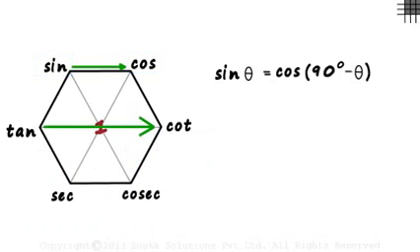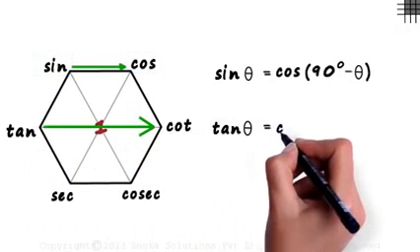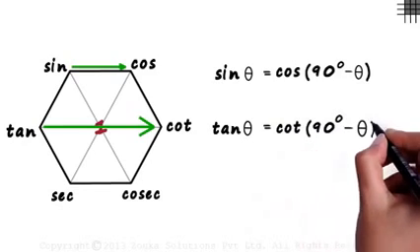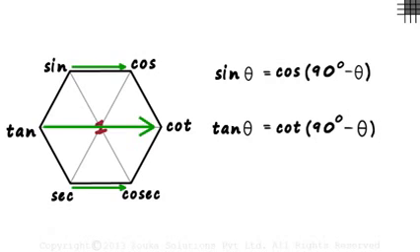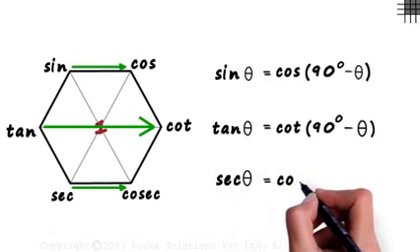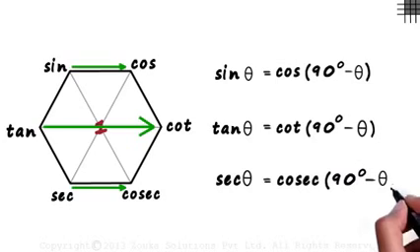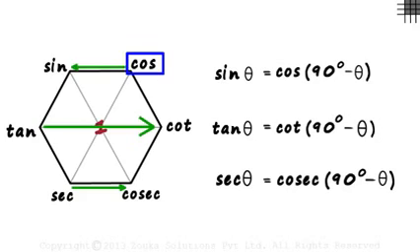Similarly, this arrow tells us that tan theta equals cot of 90 degrees minus theta. And this arrow tells us that sec theta equals cosec 90 degrees minus theta. And if the arrow is drawn this way, it will tell us that cos of theta equals sine of 90 degrees minus theta. So a horizontal arrow tells us that one function of an angle is equal to the other function of its complementary angle. I think I have lost track of how many formulae the superhex has helped us remember.